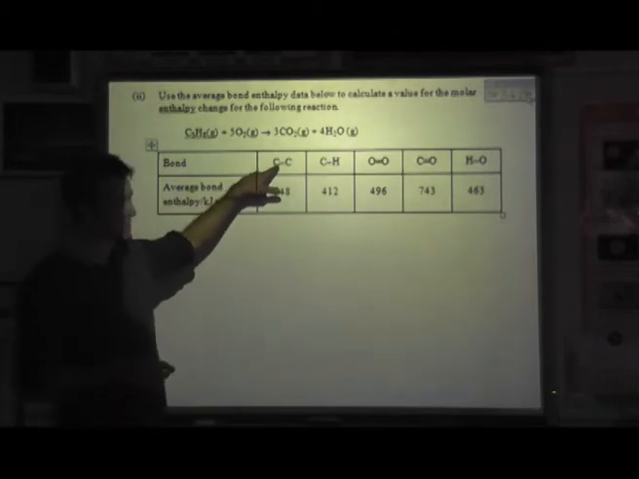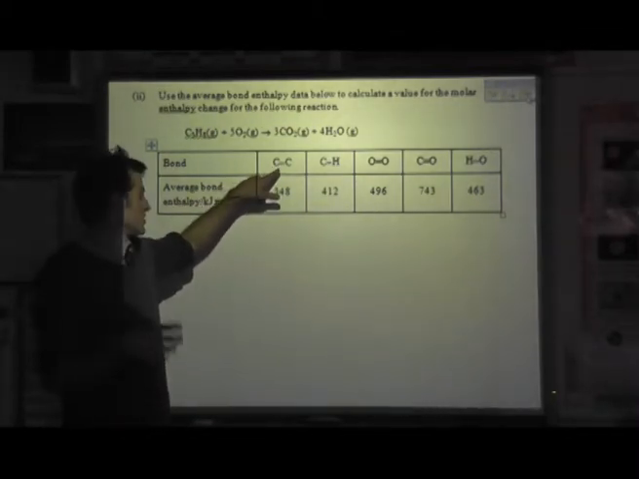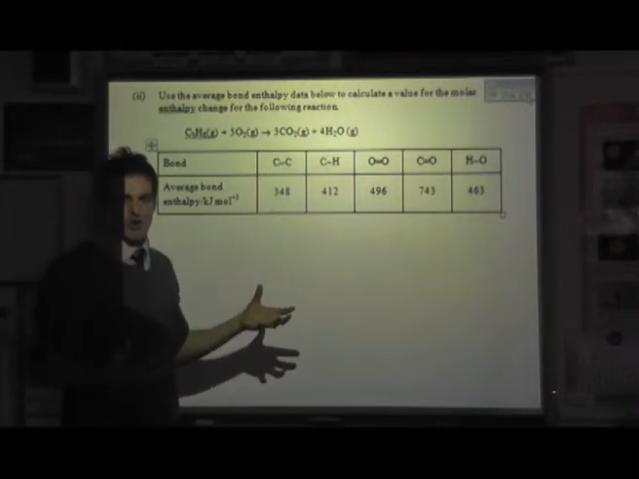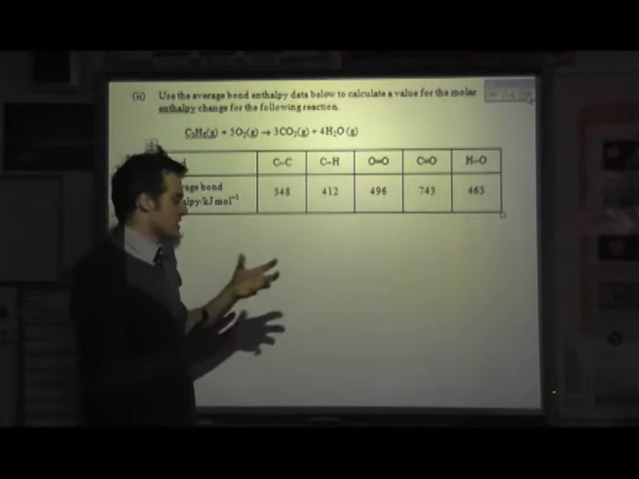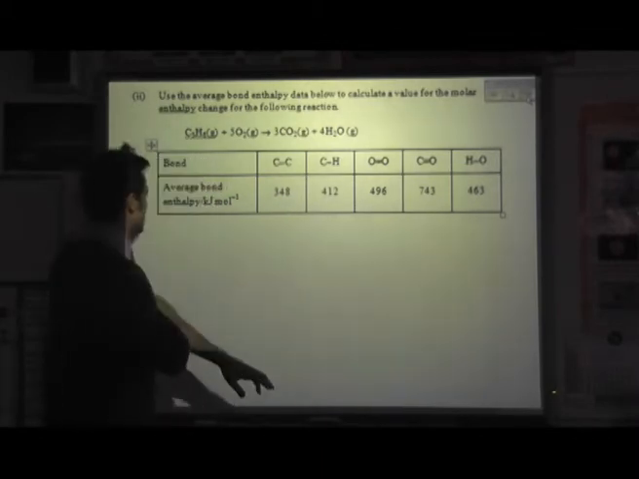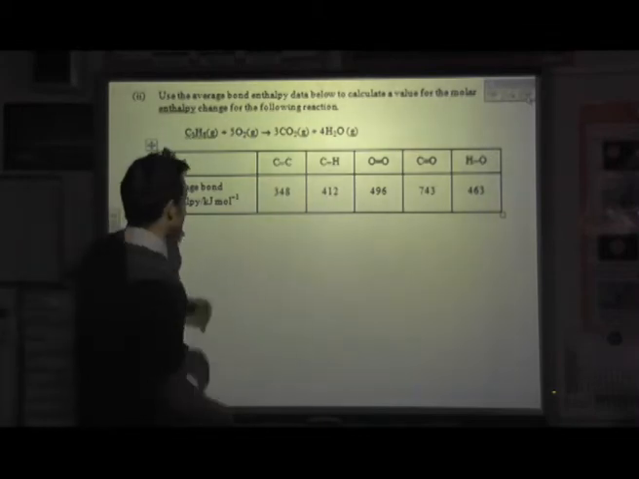It might be harder to break this up in propane than it was to break it up in cyclohexane, for example. It might just be 2 different compounds, so it might be slightly different difficulties to break the bond. So they take an average over a range of compounds. That's why it's always average or mean bond enthalpy.